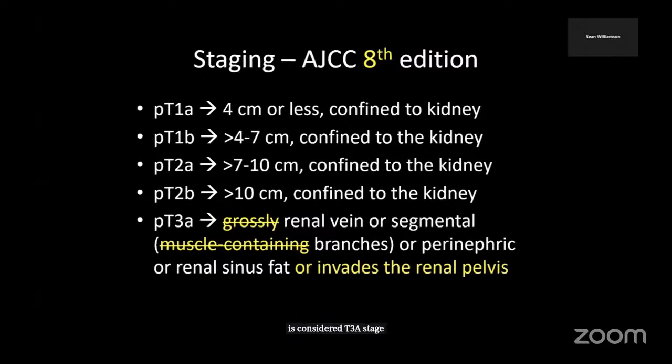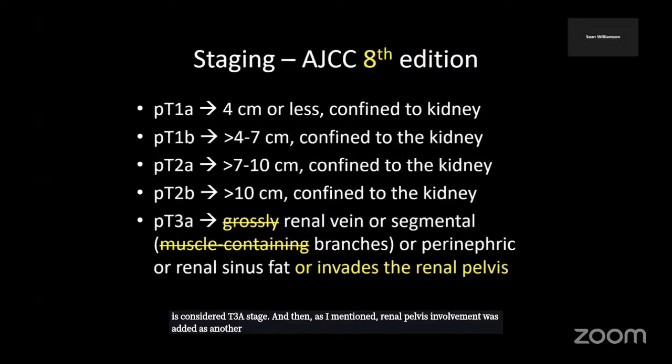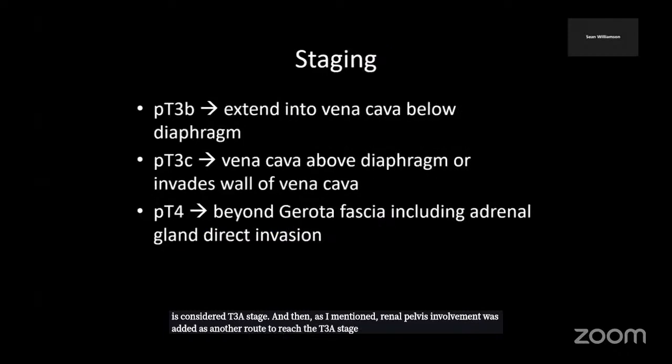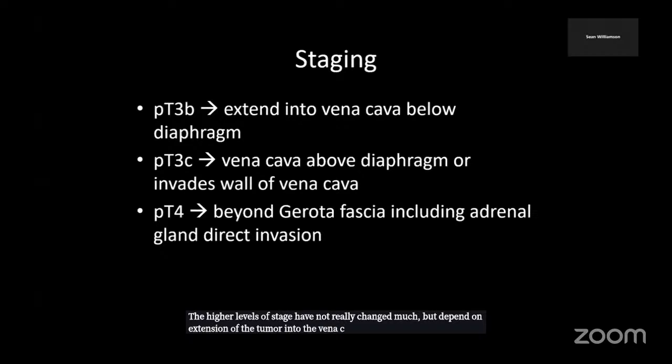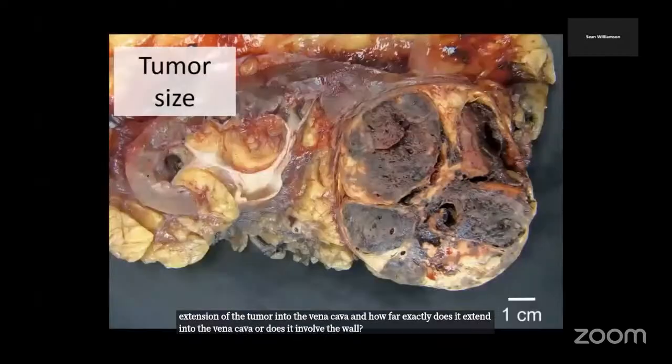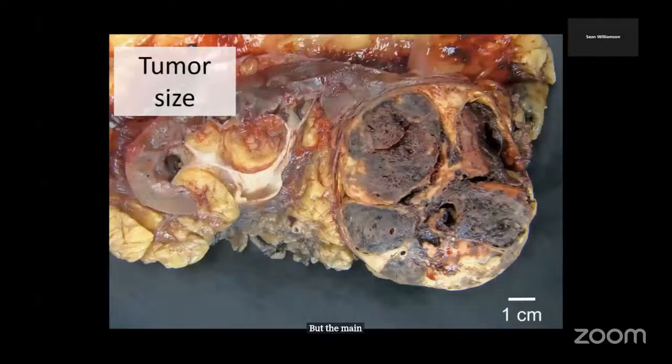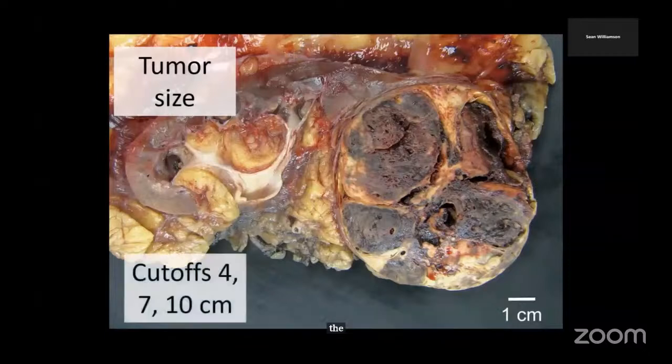And then, as I mentioned, renal pelvis involvement was added as another route to reach the pT3a stage in the latest staging system. The higher levels of stage have not really changed much, but depend on extension of the tumor into the vena cava, and how far exactly does it extend into the vena cava, or does it involve the wall. But the main determinant of renal tumor stage, at least for the smaller sizes, is the tumor size. And so the main cutoffs are 4, 7, and 10 centimeters.